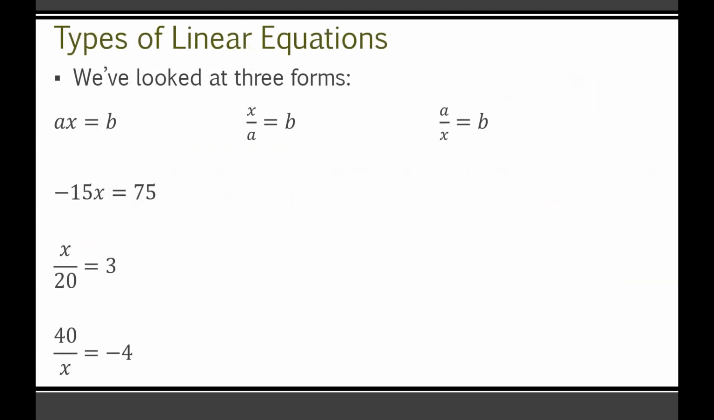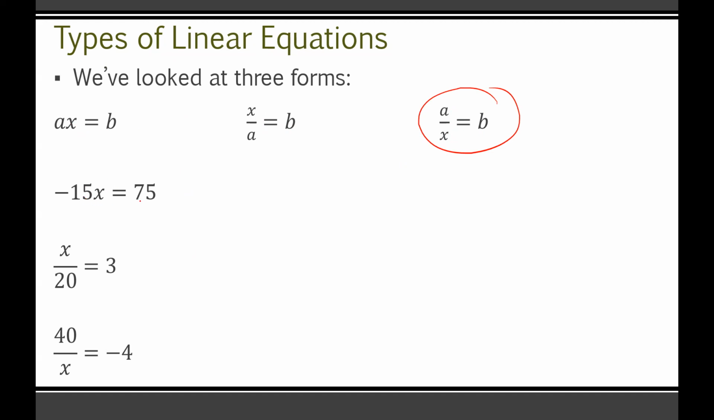So, types of linear equations: we've done 3 different forms so far. We've looked at ax equals b, x divided by a equals b, and a divided by x equals b. The last one in particular was the most challenging, but the other 2 are what we'd call one-step problems because you can solve them in just one step. So let's look at these.